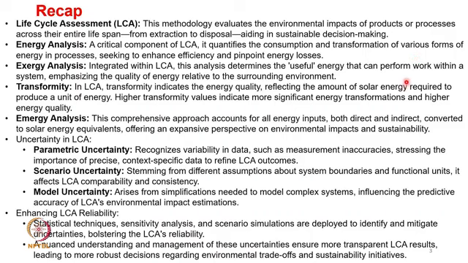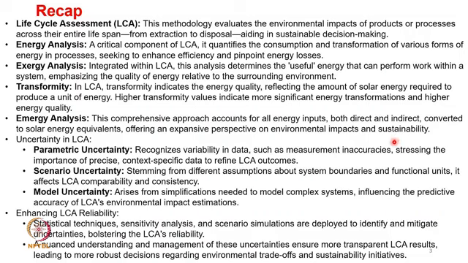And then we looked at the concept called exergy. Exergy is what we call the useful or the available energy that can perform work within a system, which emphasizes the quality of the energy relative to the surrounding environment. Then we talked about a concept called transformity, which in LCA indicates the energy quality, reflecting the amount of solar energy required to produce a unit of energy. Higher transformity values indicate more significant energy transformation and higher energy quality.